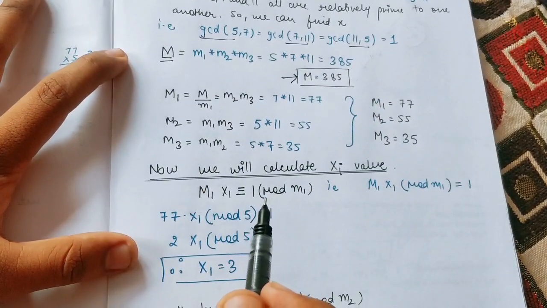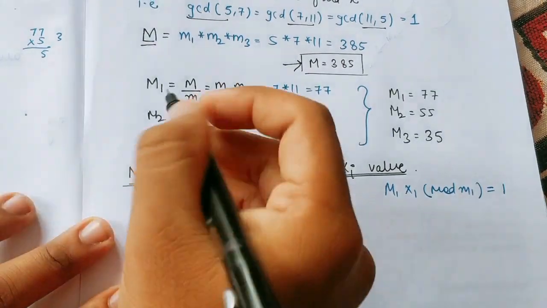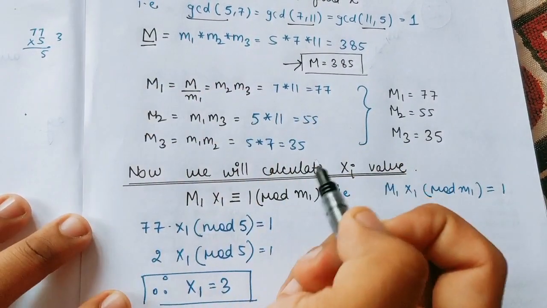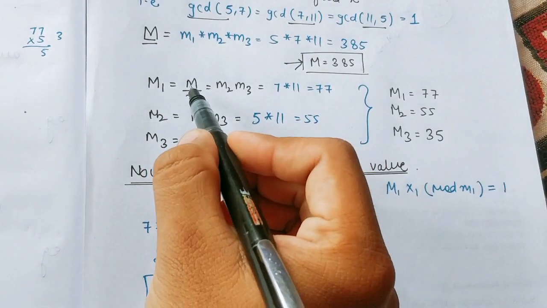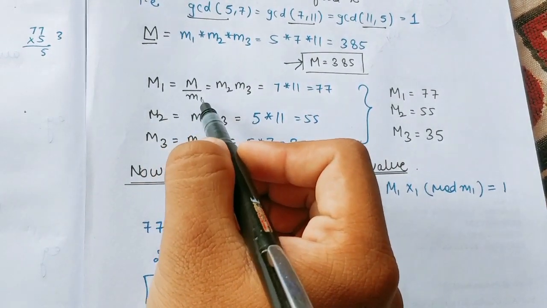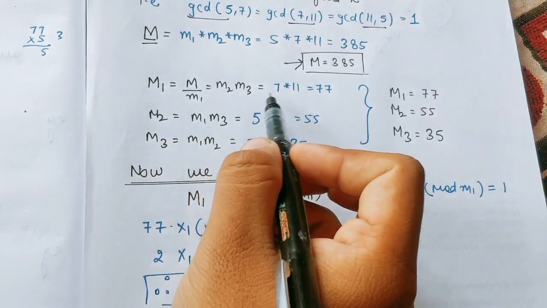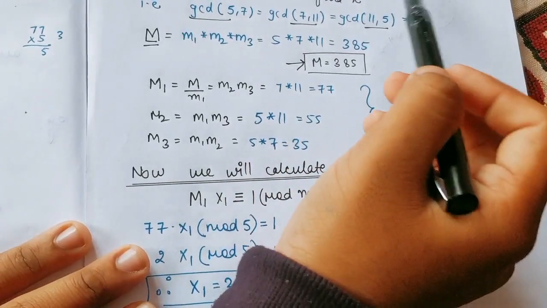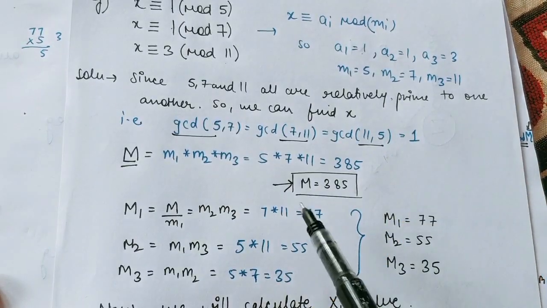And now we'll find the values of M1, M2 and M3 respectively. We have learned just now that the value of Mi, that is any of M1, M2 or M3, we calculate by capital M divided by small mi. So what will be the value of M1? That will be m2 into m3, that is 7 into 11. The value is written over here. Can you see that? Yes, 7 into 11 is 77.